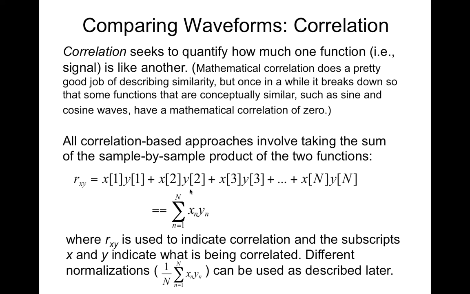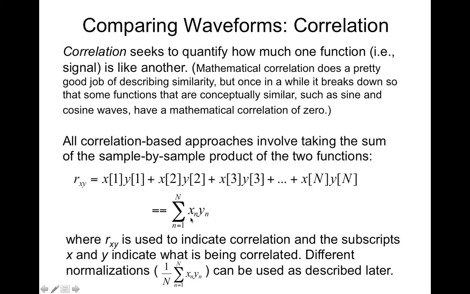So R here is the correlation. And notice that basically it's equal to the sum over all of our data points of the nth x data point times the nth y data point. So x would be one data set, and y would be another data set or observation, or even another completely different type of data, and we're just wanting to find the correlation between the two. So, for example, it would just be the first data point in x times the first data point in y, plus the second data point in x times the second data point in y, and so on. So Rxy is used to indicate correlation, and x and y indicate what's being correlated.